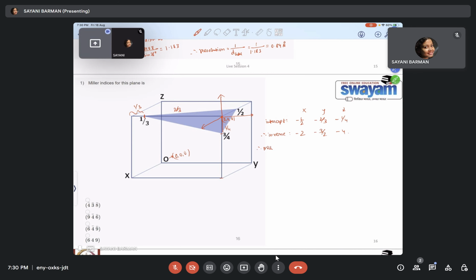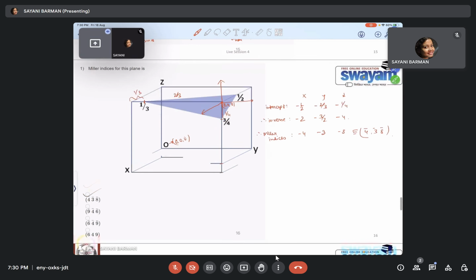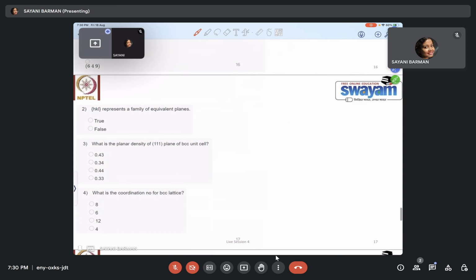Miller indices would be, if you make it integer, minus 4, minus 3, minus 8, or 4 bar 3 bar 8 bar. So this one will be the answer. The next one: (hkl) in second bracket represents a family of equivalent planes. Yes, second bracket means equivalent planes.